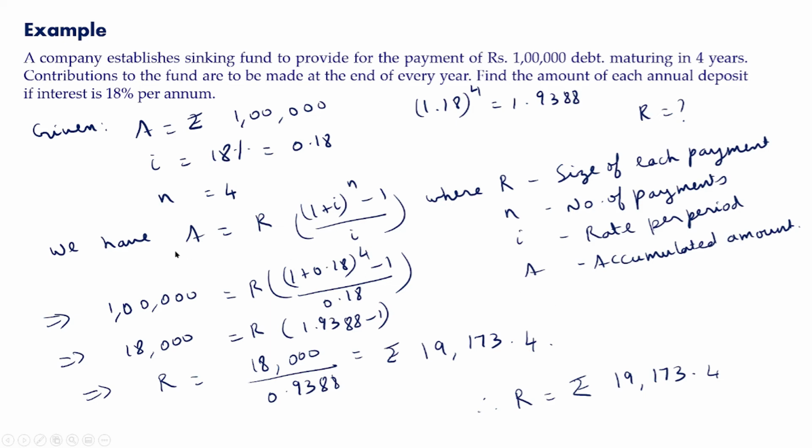Writing the formula carries 1 mark, then substituting the values carries marks. If we have to find N or I, or if the interest is compounded for some other periods, then we have to accordingly find I and N, and those steps carry 1.5 marks. The final answer and the remaining steps carry 1.5 marks. So sir, this sinking fund question was given in the sample paper for 4 marks.